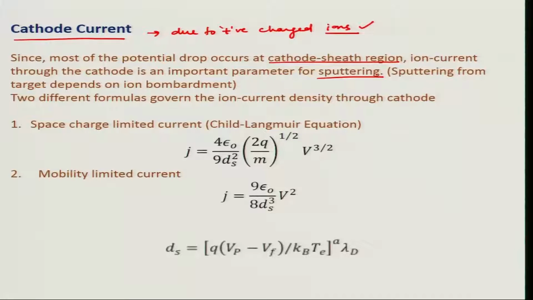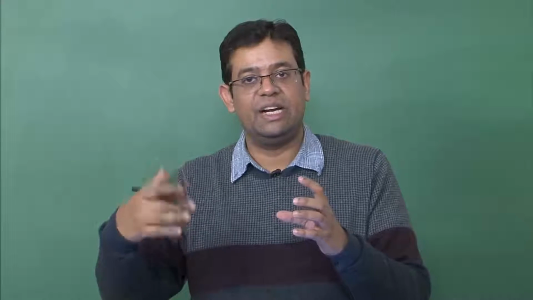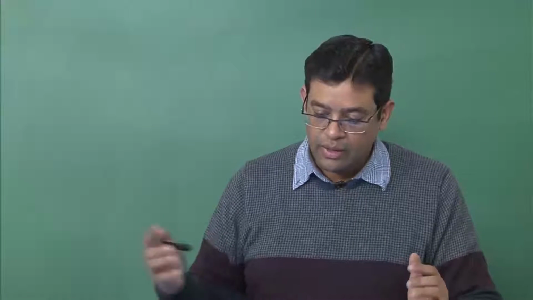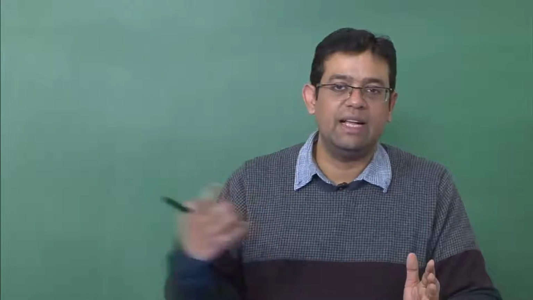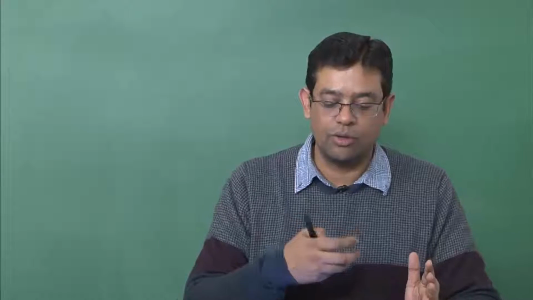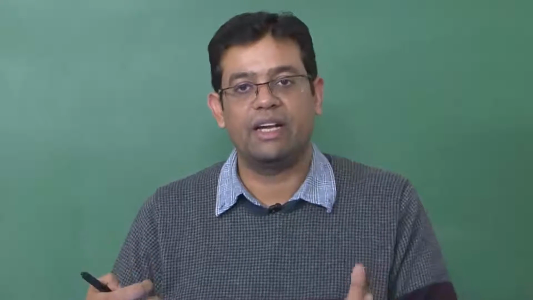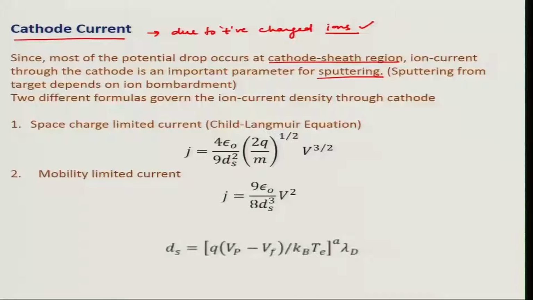Electrons are used to generate ions, and it is these ions which are generated in plasma that we are going to use for the sputtering process. And the current, how many ions are impacting or reaching the cathode, will give rise to an ion current or cathode current. This current can be described by these two equations depending on two different conditions.